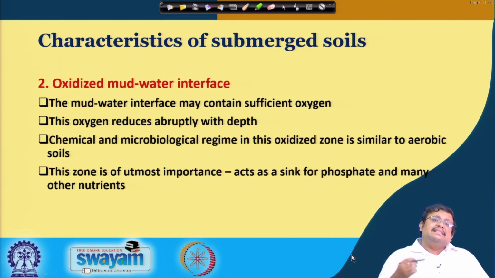The second characteristic is the oxidized mud-water interface. The mud-water interface may contain sufficient oxygen, and this oxygen reduces abruptly with depth, and the chemical and microbiological regime in this oxidized zone is similar to that of anaerobic soils. This zone is of utmost importance, because basically it acts as a sink for phosphate and many other nutrients. Okay. We will discuss these dynamics later.